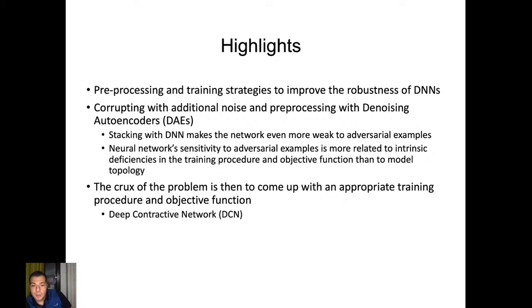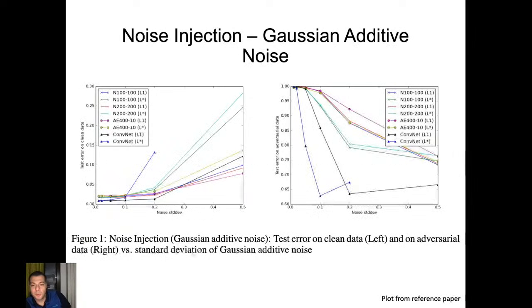Okay, so what they propose is to use deep contractive networks as a robust model for adversarial examples. First they study the injection of noise. This is a simple Gaussian noise, and they see how the test error on clean data increases. As you add noise, you expect the error on the clean data to increase.